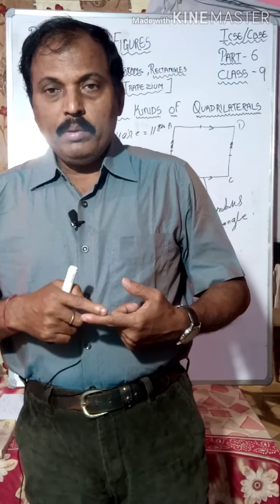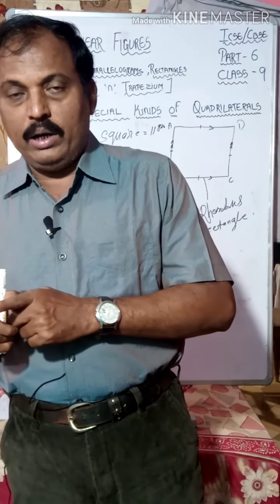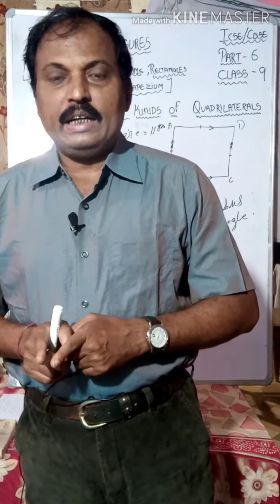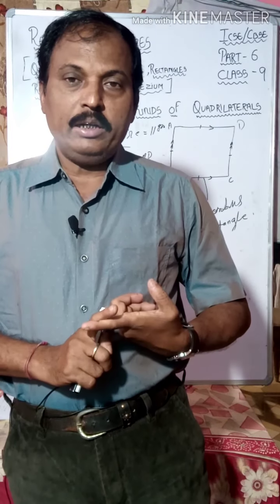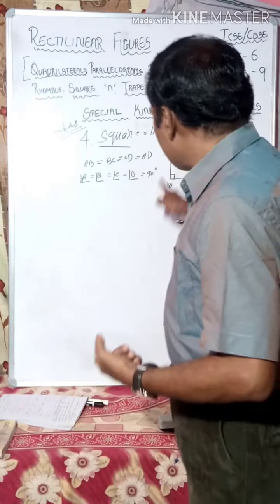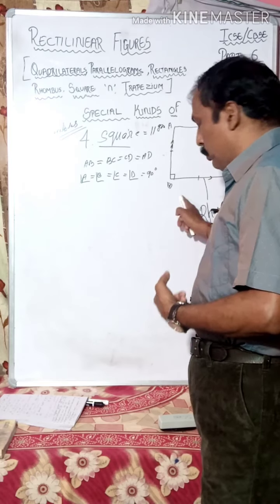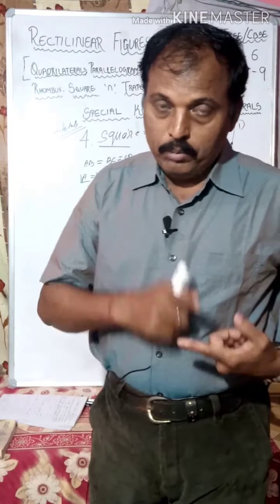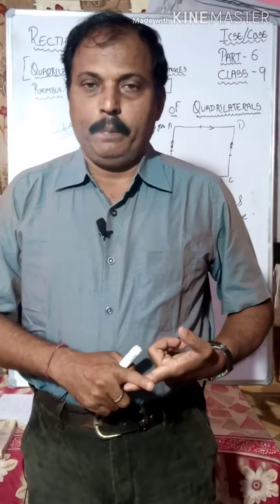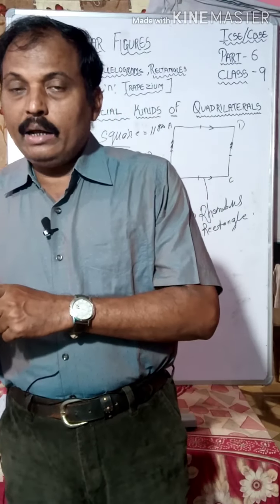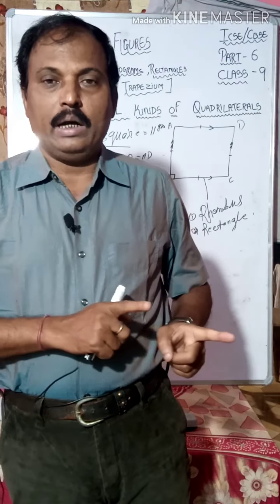In a parallelogram, if all sides are equal, or two consecutive sides are equal, then that parallelogram is called a rhombus. So all sides are equal, so it is a rhombus. So square is a rhombus, square is a rectangle. According to the rectangle definition, what is a square?